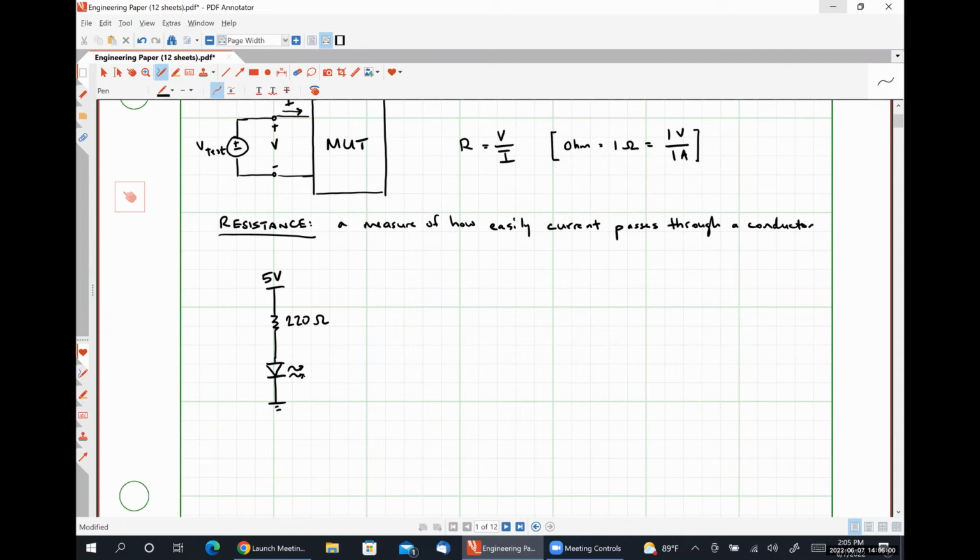It would shine very brightly for a number of seconds, and then it would be irreparably damaged. With the resistor in place, limiting the amount of current that can flow through the LED, the LED could shine for hours, days, etc., without actually suffering any damage. Okay? So resistors are used largely to limit current. And they do this by converting electrical energy into heat.